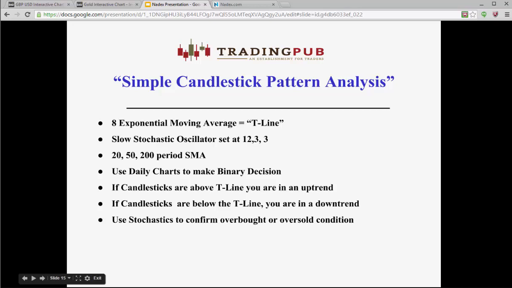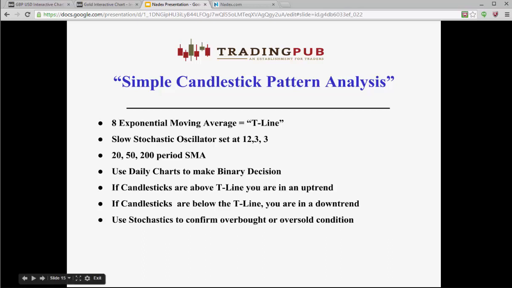Candlestick pattern analysis, basically that's what I showed you earlier, and I'll get back to this when I go back to Nadex. I use the 8 EMA, the slow stochastic oscillators at 12.33, and the 20, 50, 200 period SMAs. I'll use the daily charts to make a binary decision. Tomorrow, do I think the market's going to close up or down based upon the daily charts? If the candlesticks are above the T line, the market's going to be in an uptrend. If it's above the T line and above the 50 EMA, I'm feeling better about it.